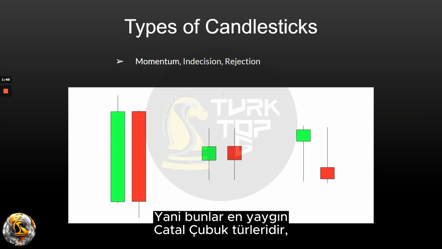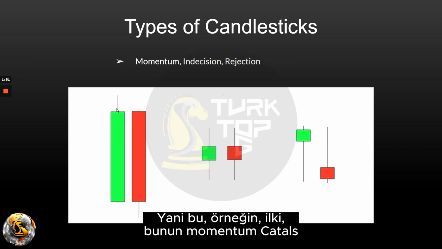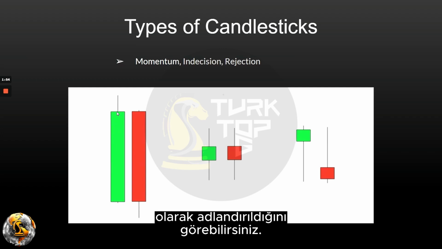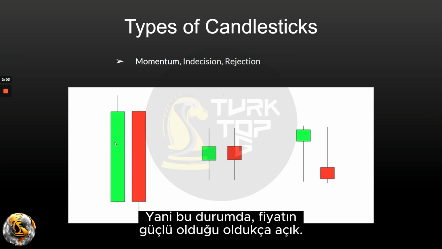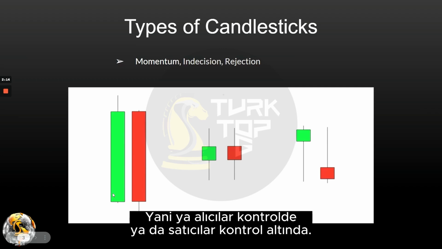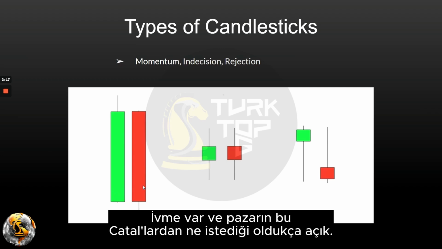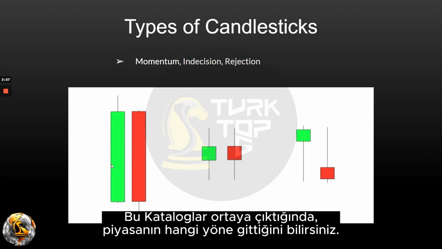These are the most common types of candlesticks, or at least the ones we need to use. The first one, you can see, is called momentum candles. The reason they're called momentum candles is they have a long body and small wicks. So in this case, it's pretty clear that price has strength. Whatever direction it's going, whether it's up or down, it's moving strongly. So either the buyers are in control or the sellers are in control. There is momentum. And it's pretty clear what the market wants with these candles. When these candles appear, you know what direction the market is heading in.